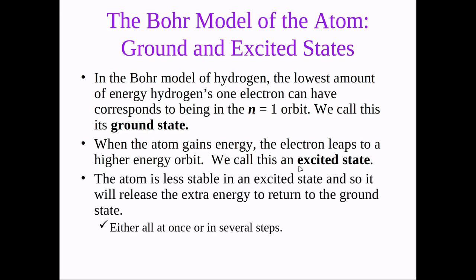But the reason that it can't stay in that excited state is because the atom is less stable in that excited state. So it will always release extra energy to return to the ground state. This could be either all at once or in several steps. So if we think back to the picture that we just saw, it could have relaxed all the way back to n equals 1, or it could relax down to n equals 2, emit a photon, and then go from 2 to 1 and emit a second photon.